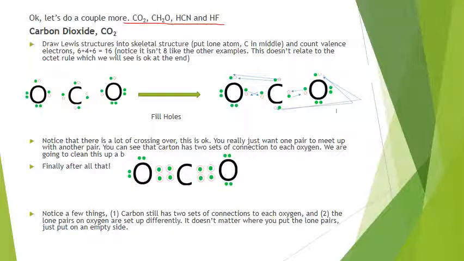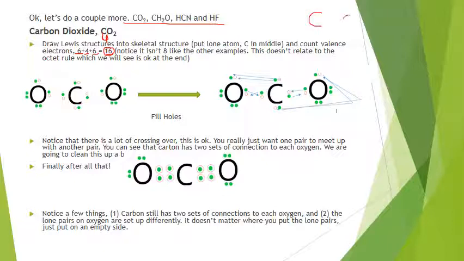Okay, now let's do some more. We're going to do these 4, and then there'll be a worksheet. Okay, carbon dioxide. First thing you do is count the number of valence electrons. Carbon has 4. Each oxygen has 6, so it's going to be 4 plus 6 plus 6 equals 16. So notice this is not 8 this time. So we need to have 16 dots when we're all done.